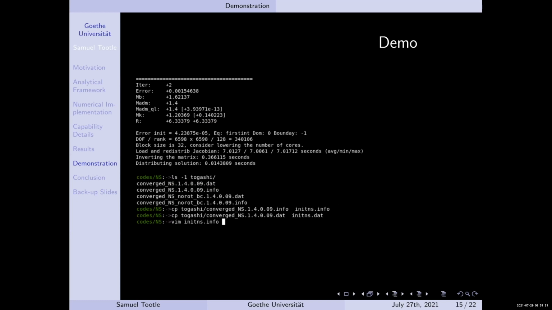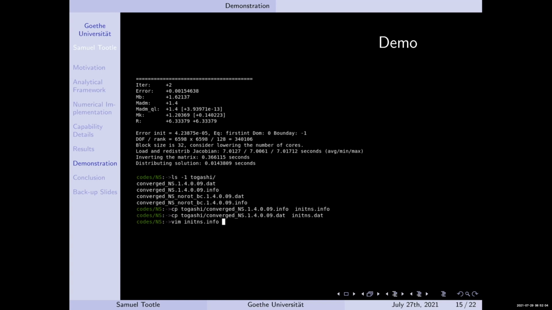Next to that, this EQ first int is actually saying which equation is holding up the solving routine. So what has the highest error associated with it, and which domain it's in. And then you have some timing statistics after that, and how the system of equations is broken up amongst the nodes, or the ranks in this case.